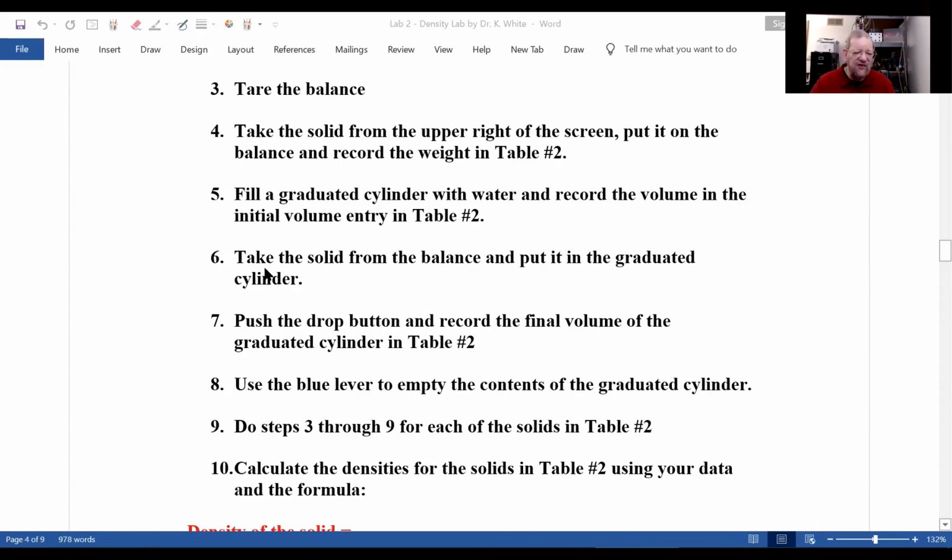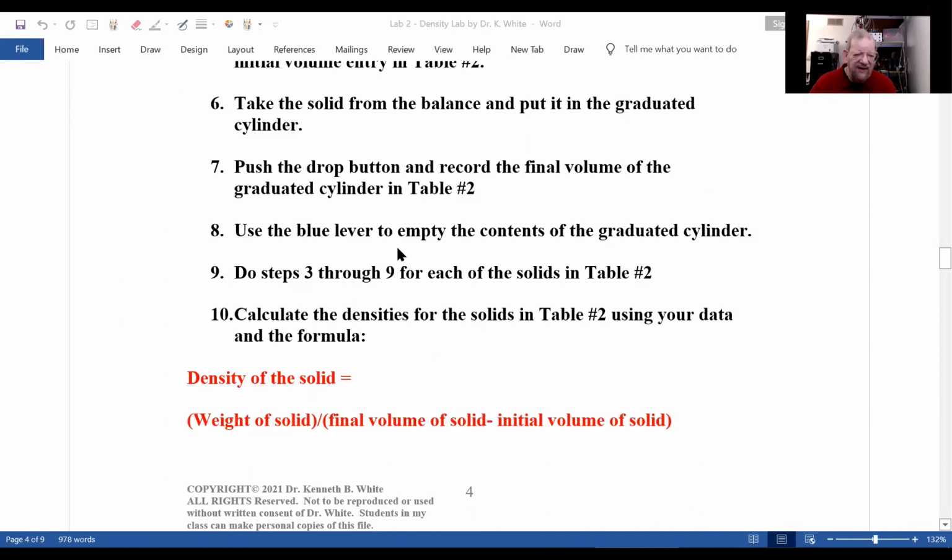Next, take the solid from the balance, put it in a graduated cylinder. Next, you'll push the drop button, and now after it drops, you'll record the final volume in table 2. Use the blue lever to empty it. Now, in the one I have in Blackboard, I forgot to put in the solid part, steps 3 through 9, it just says do steps through. I forgot to do that, bad Dr. White. Do each of those steps, and you'll do each of the solids.